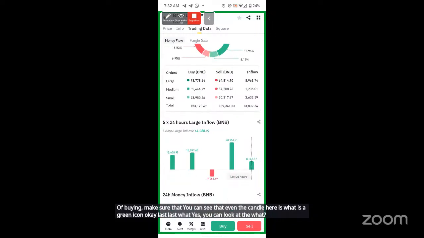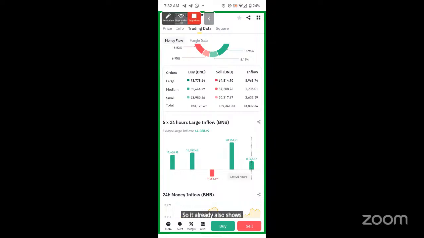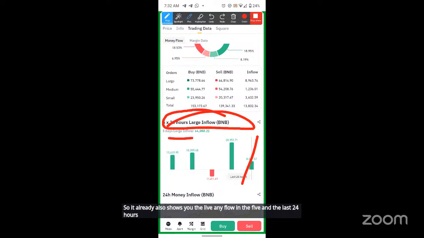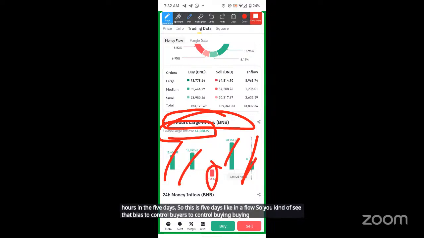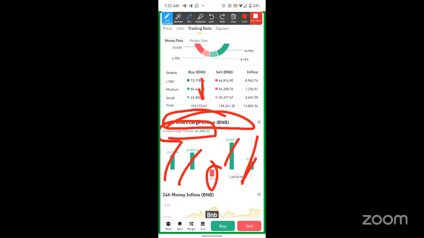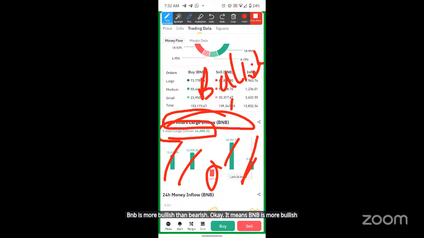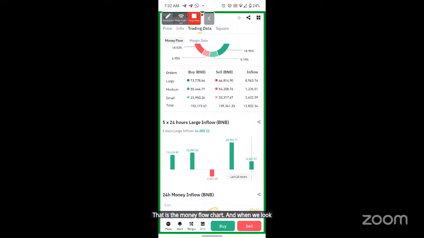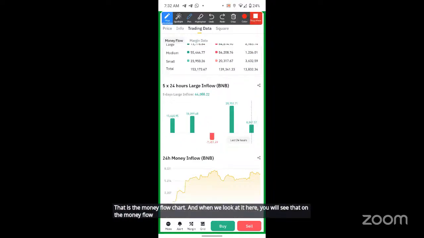It also shows you the large inflow in the last 24 hours and in the last 5 days. So this is the 5-day large inflow. You can see that buyers took control, buying versus selling was here. It means BNB is more bullish than bearish. Okay. It means BNB is more bullish than bearish in the last 5 days. That is the money flow chart. And when you look at it here, you will see that on the money flow chart, it keeps on going up like this. You understand? So that is the money flow chart.